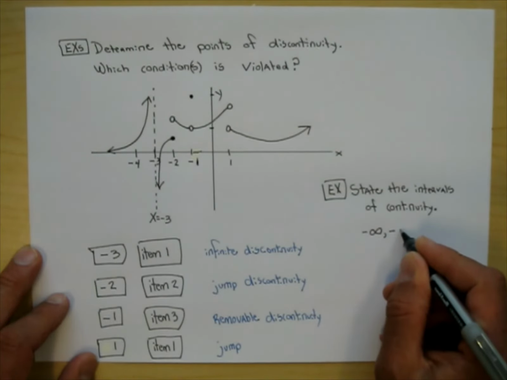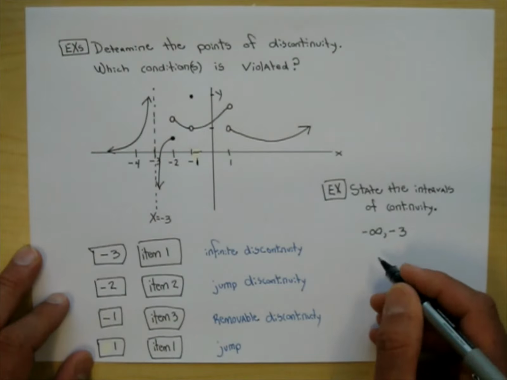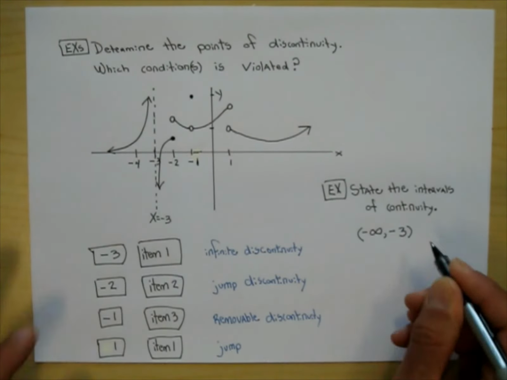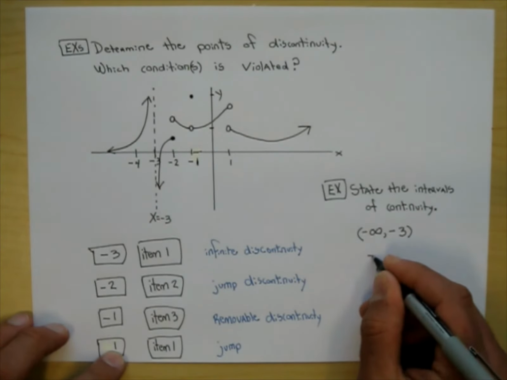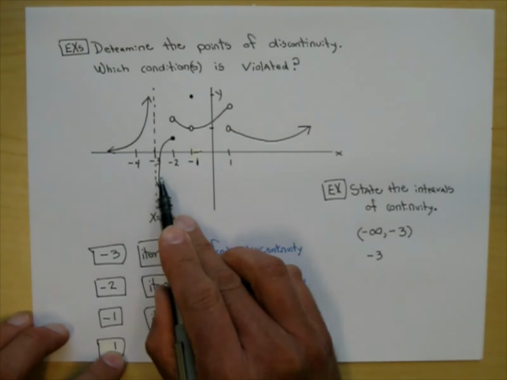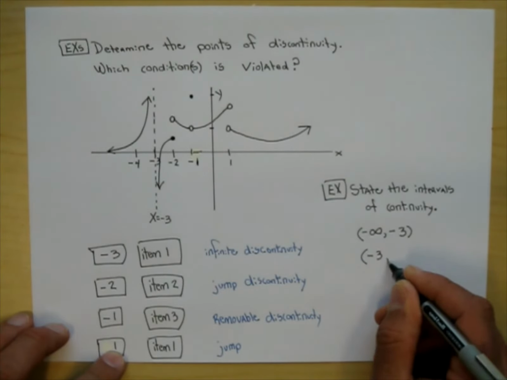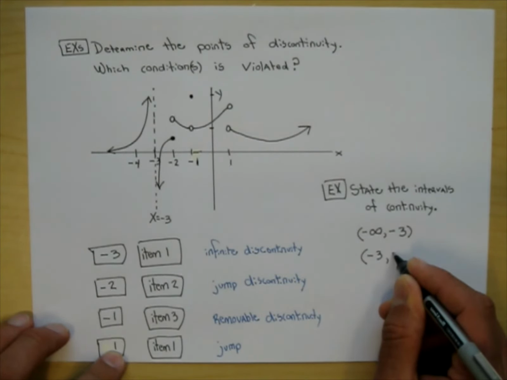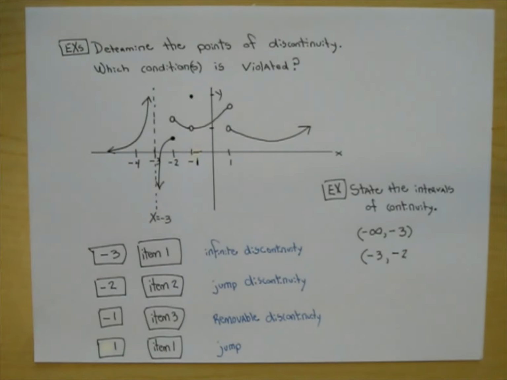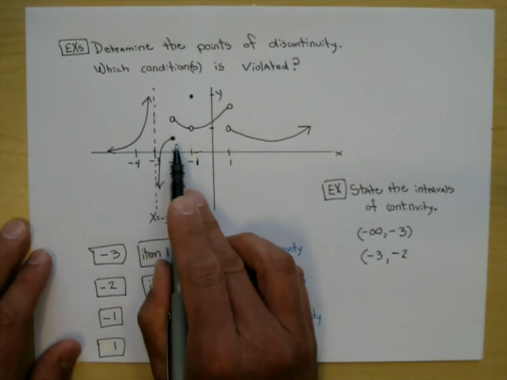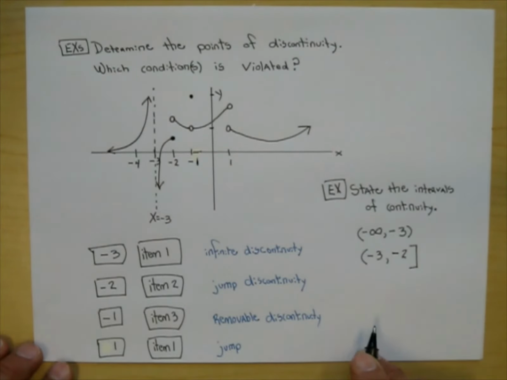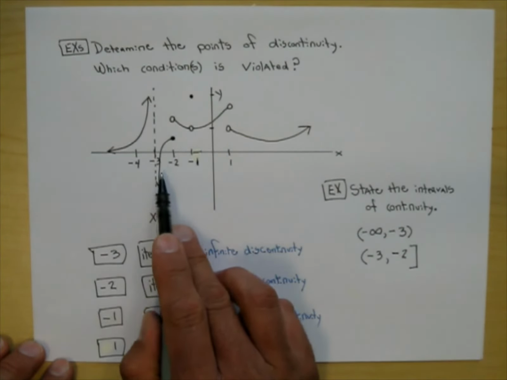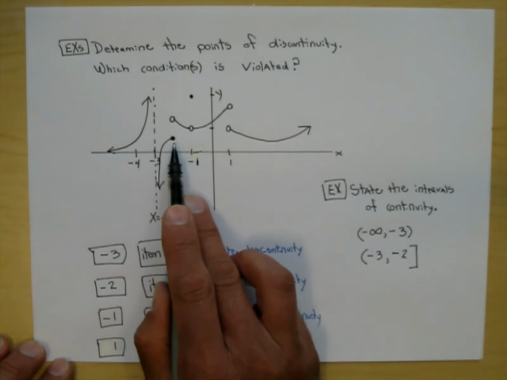So there's an interval of continuity. Okay, we'll just list them off. The next interval of continuity goes from -3, from that vertical asymptote, all the way up to the x value of -2. And it actually includes -2, so I'm going to go ahead and put a bracket there. So this is what you can draw without lifting the pencil from the paper.